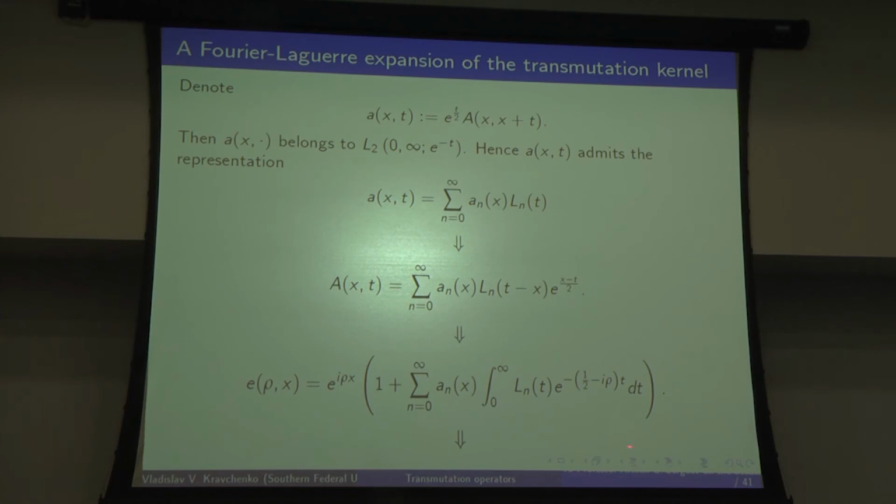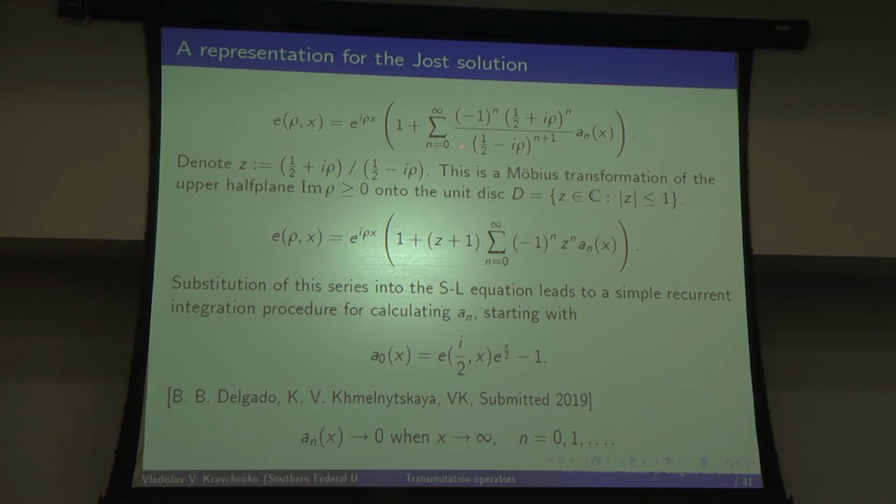These integrals are very easy. They are from the table. So I obtain this representation for the Jost solution, with some coefficients a_n. The only point up to now is that they exist, nothing else. But let us look more closely at this. Here it's very natural now to introduce this change of variable. So let us denote as z this quotient.